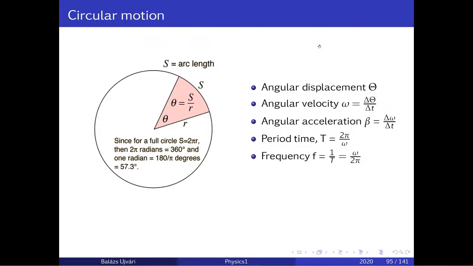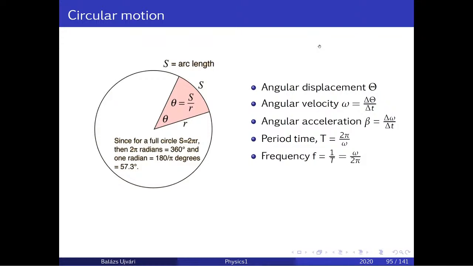So theta(t) is nothing else, just a strange x(t), the displacement vector. So it's the angular displacement vector. If we differentiate it, we will get the angular velocity. And if we differentiate the angular velocity, we will get the angular acceleration.